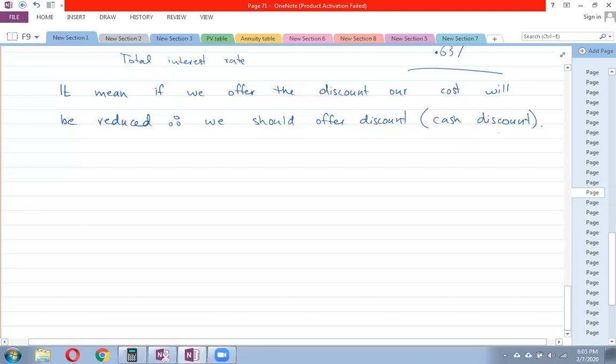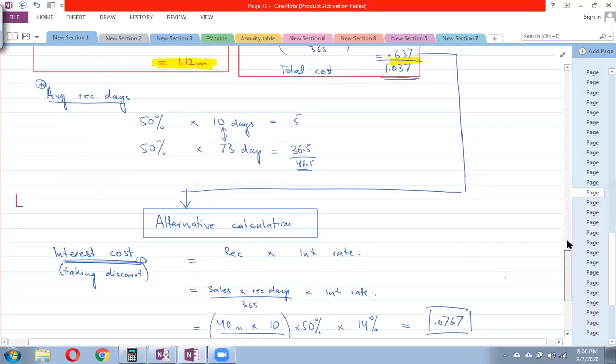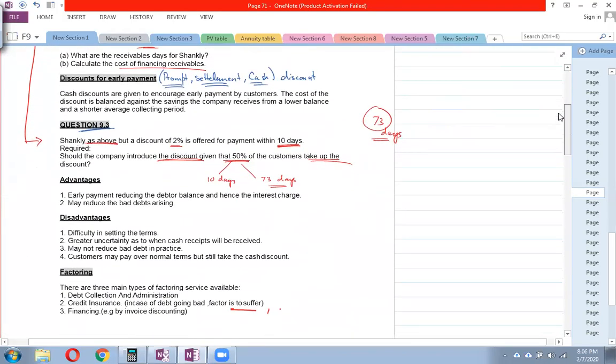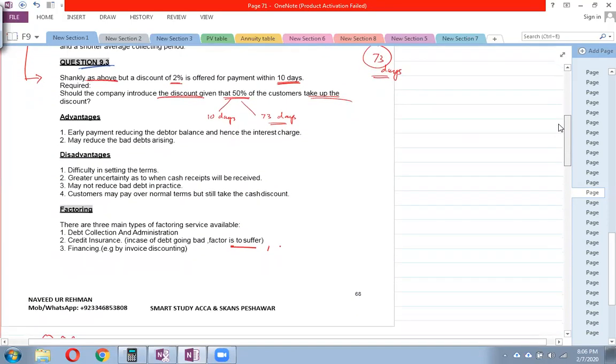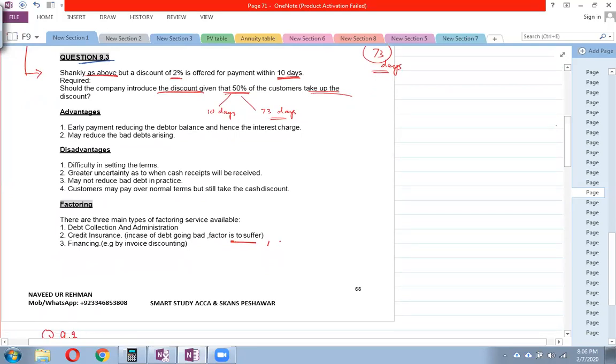Okay, now 9.3 is done. Let's do 9.4 now. We will consider that as well. Don't worry, we will practice on bad debts as well. We will consider bad debts also in some of the questions.